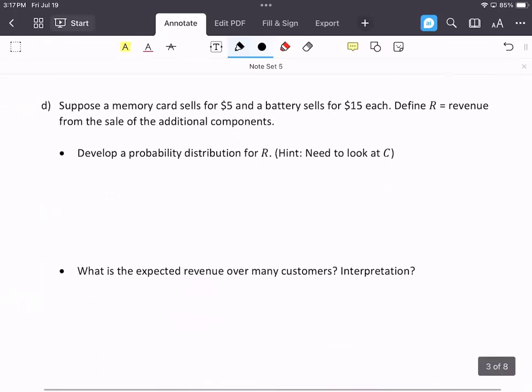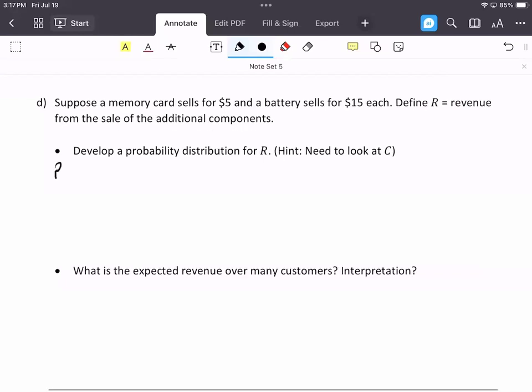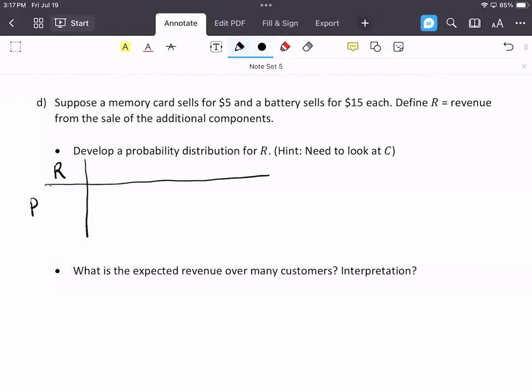Now, suppose the memory card sells for $5 and a battery sells for $15, and we're going to define R to be the revenue from the sales of the additional components. Develop a probability distribution for R, and hint, we're going to need to look back at what we found in C. So once again, we're doing a probability distribution, R being for revenue, and we need the probability of each of these.